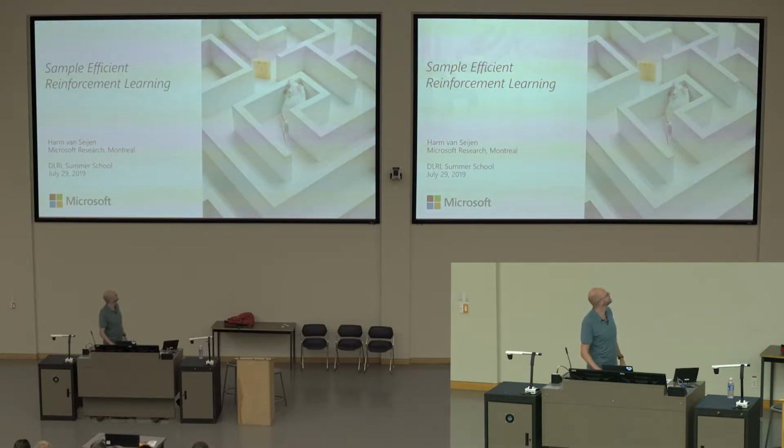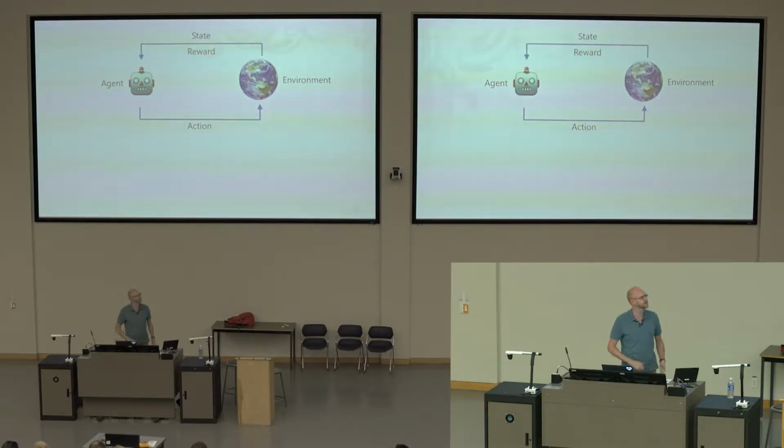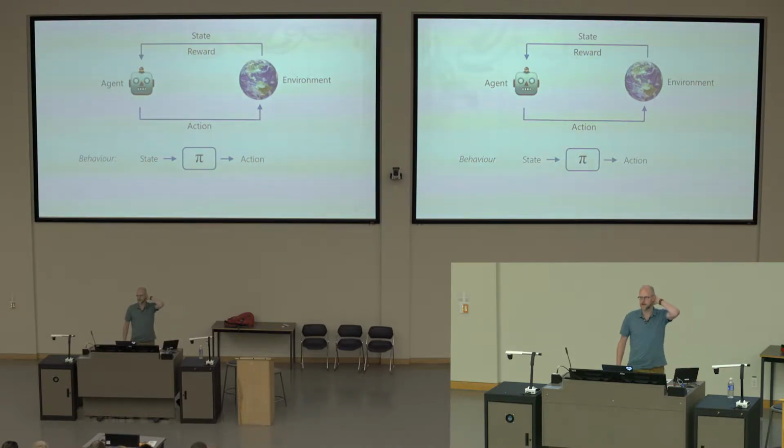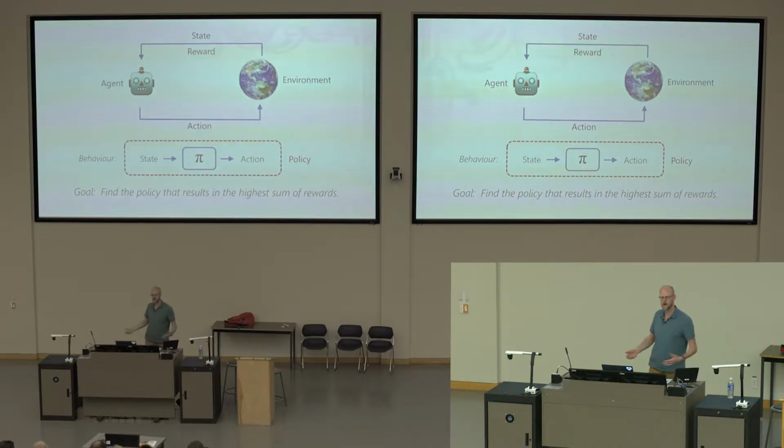But I'm going to start simple with a picture you've all seen in some shape or form, the basic model of RL. So we have an agent, we have an environment. The agent takes actions in the environment, and the environment responds with an update of its state and a reward. And we can describe the behavior of the agent as a function that maps states to actions. We call that the policy pi. And typically, the goal of the agent is to find among all set of possible policies the policy that results in the highest sum of rewards, or sometimes the discounted sum of rewards. So that's our basic problem.